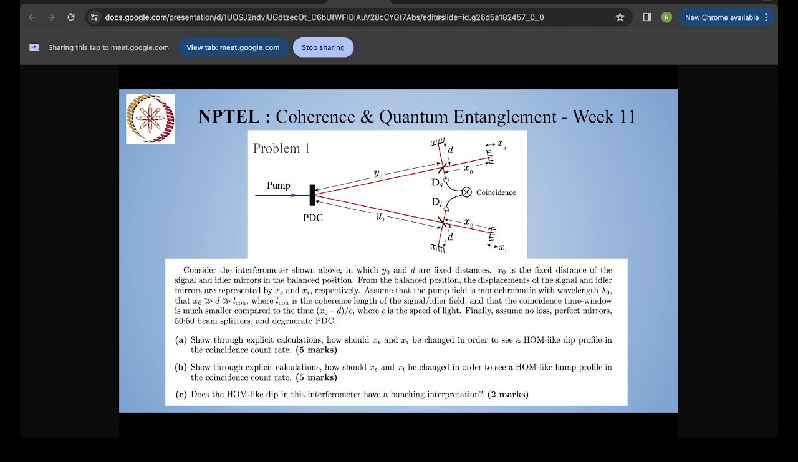Of course, otherwise we will not be able to do the coincidence. So here we can do the coincidence, where c is the speed of light. Finally, assume no loss, perfect mirrors, 50-50 beam splitter, and degenerate PDC, that is parametric down conversion. Now A. Through explicit calculations, how should xs and xi be changed in order to see a Hong-Ou-Mandel like dip profile in the coincidence count rate?